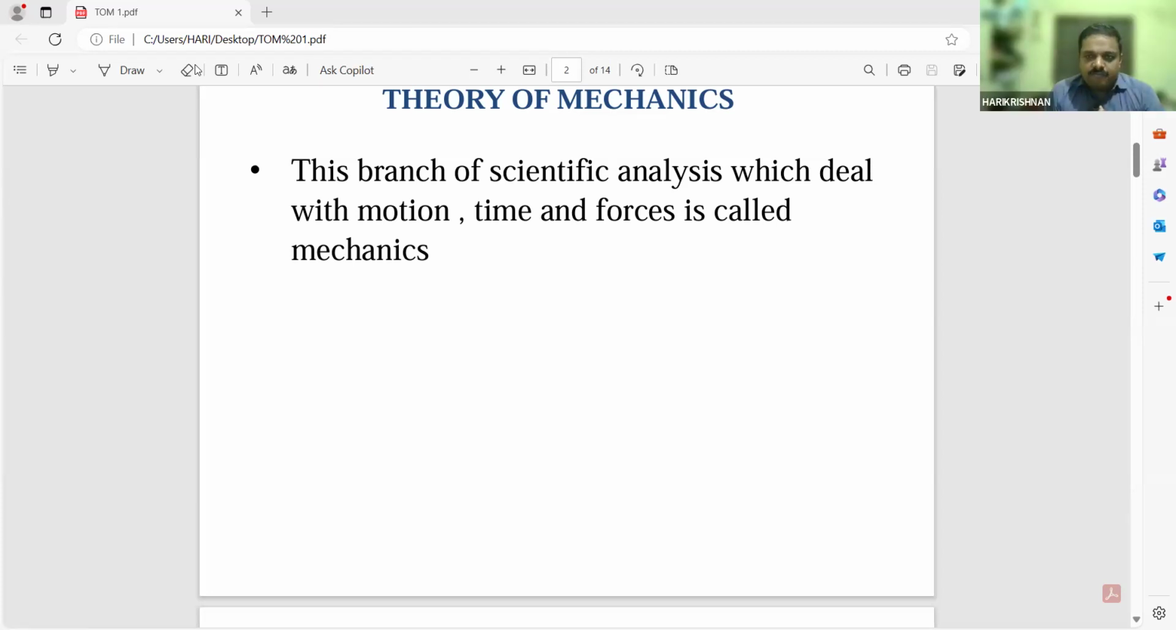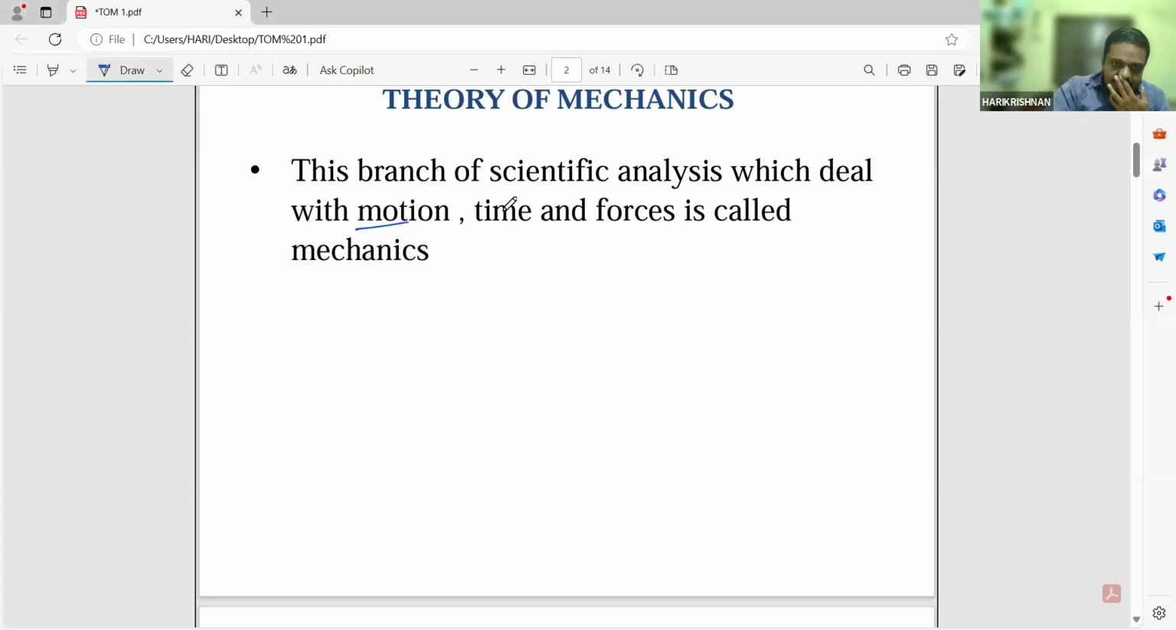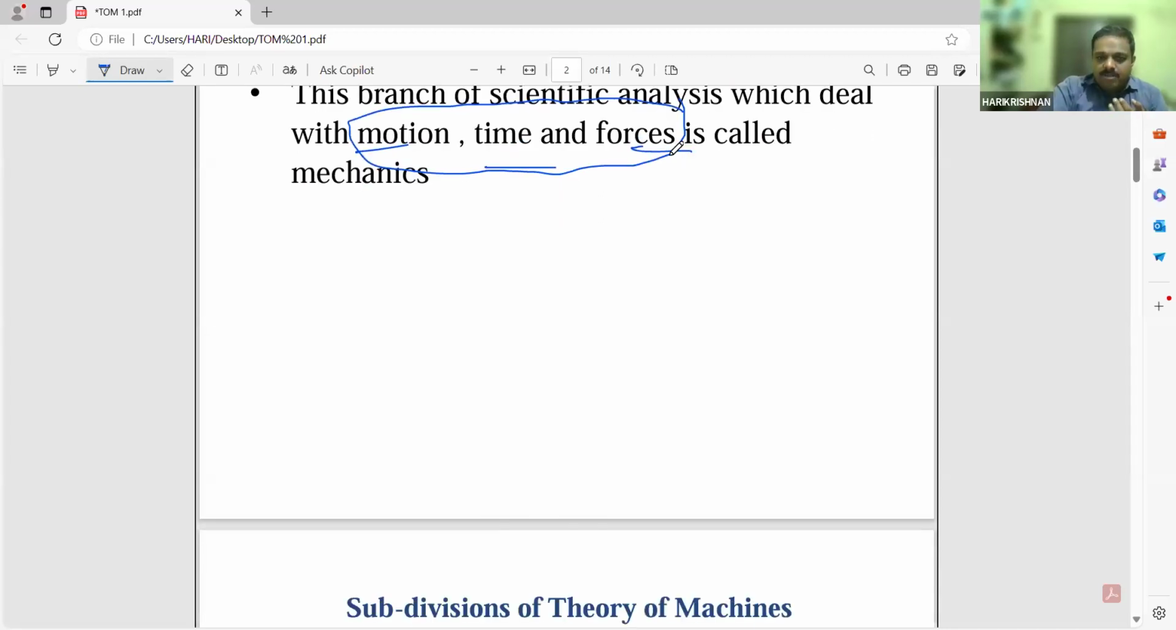So theory of machines. Before going to theory of machines, this is basically an extension of mechanics. The branch of scientific analysis that deals with motion, time, and forces is known as mechanics. We have already studied this. Here in mechanics, we study motion, time, and forces. So these come under mechanics: motion, time, and force. This is the first thing about theory of mechanics.